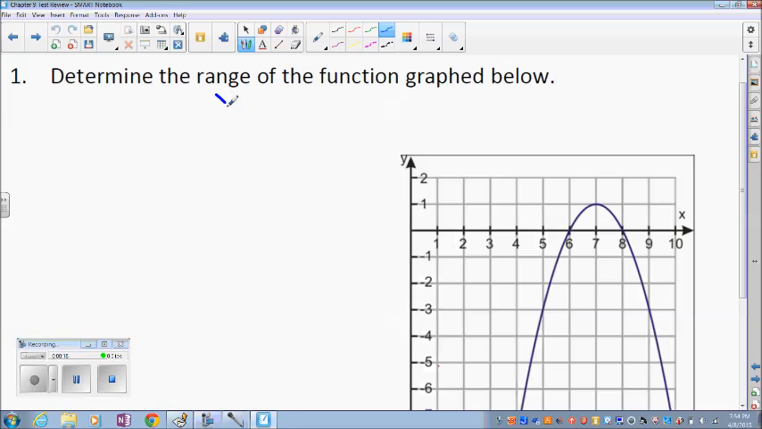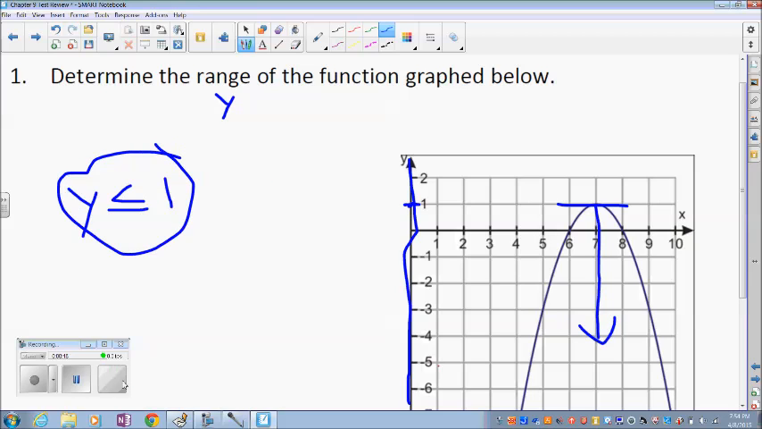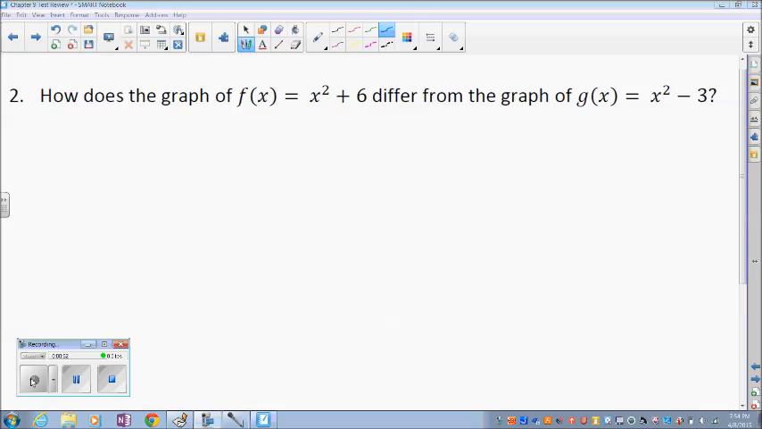Number 1 says determine the range of the function graph below. When we talk about range, we're talking about the y, so you're only looking at the y-axis. How high up did it go on the y-axis? It looks like the highest point is at the 1. So you'd write that as y is less than or equal to 1. And y can be 1 or anything less. So that's your answer right there for number 1.